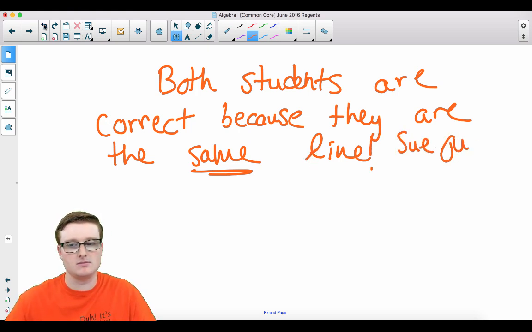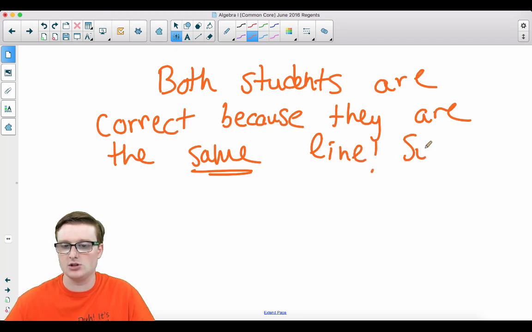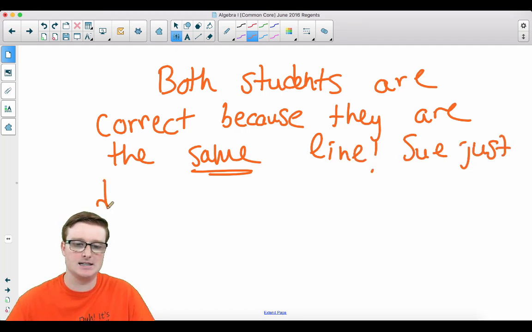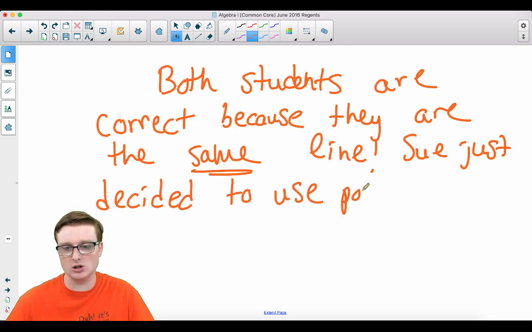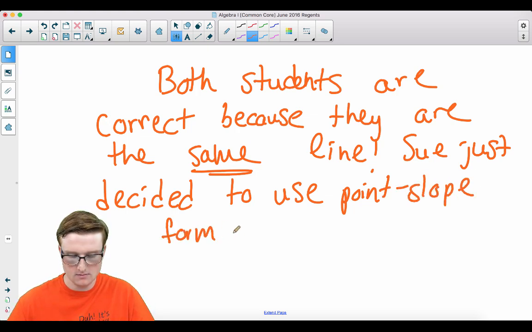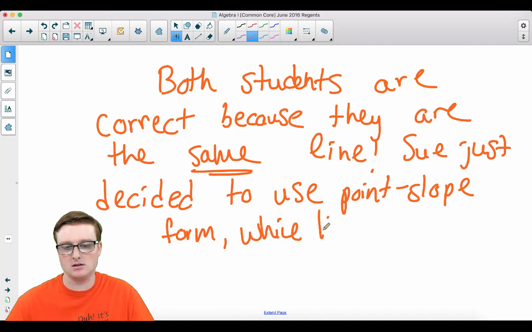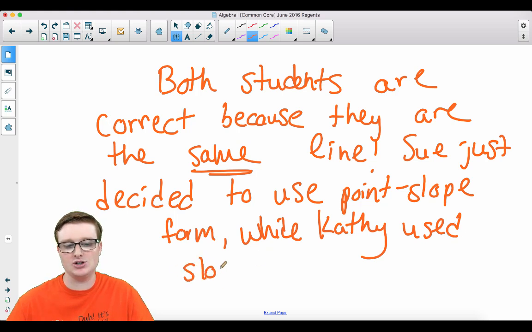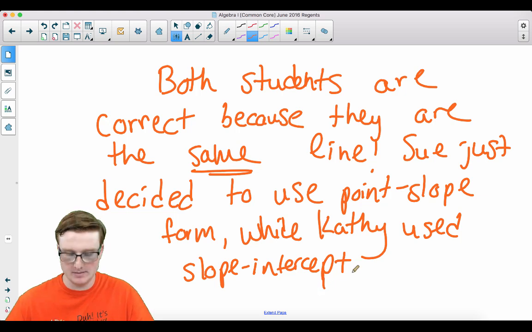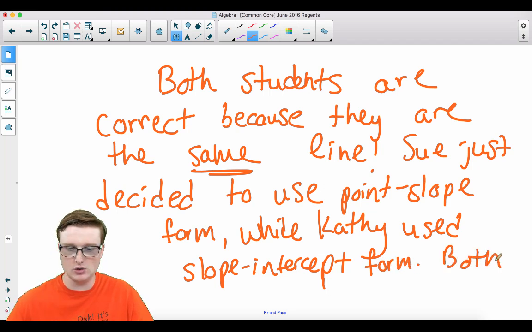Sue just decided to use point slope form while Kathy used slope intercept form. The vocabulary in this is quite important. If you know slope intercept is y equals mx plus b, and you know that point slope form is y minus y1 equals m times x minus x1, you are good to go.